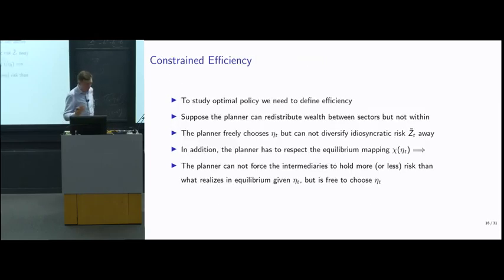So the idea of this is that the planner cannot just come to intermediaries and tell them, you're going to be poor, you're going to have a low eta, but you will do all of the risk diversification. Of course, you could achieve that if you put in some other policy rules, but that's not what we're interested in. So that's why we just take this equilibrium mapping as given. All right.